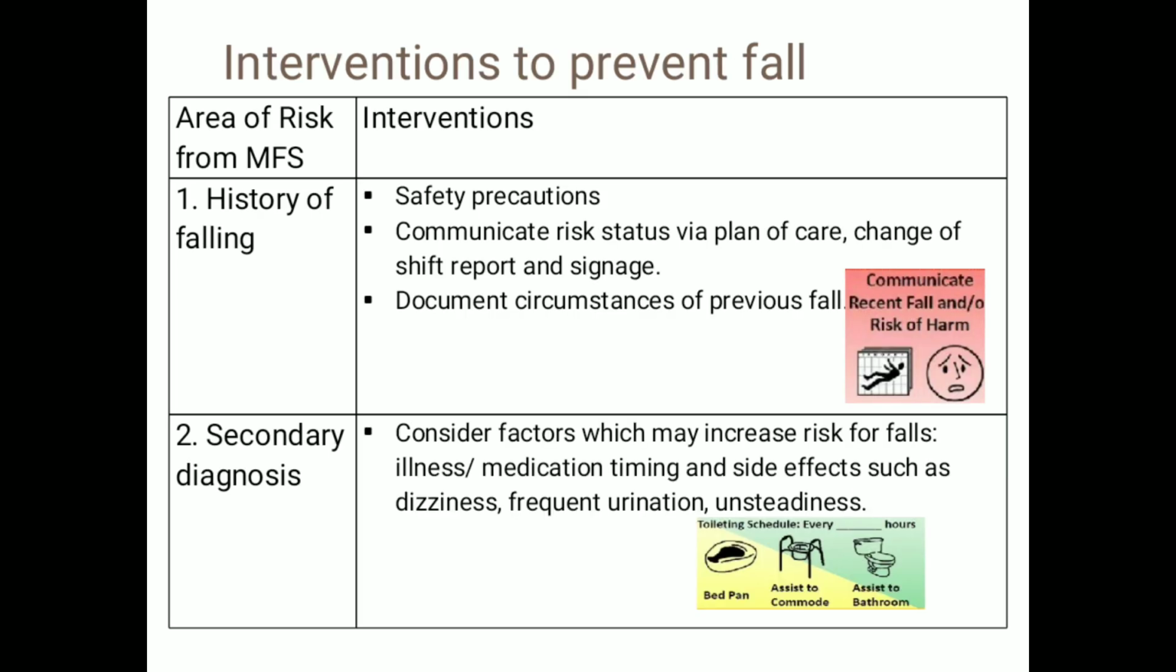Interventions to prevent fall, by area of risk from MFS. History of falling. Interventions: safety precautions. Communicate risk status via plan of care, change of shift report and signage. Document circumstances of previous fall. Secondary diagnosis. Consider factors which may increase risk for falls: illness, medication timing and side effects such as dizziness, frequent urination, unsteadiness.